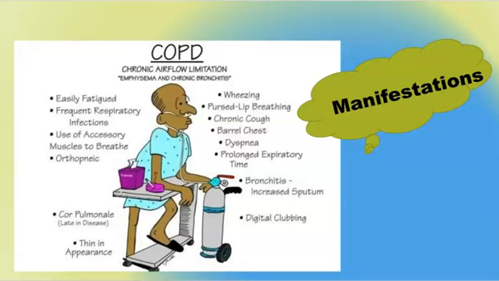They have frequent respiratory infections because all of that mucus is kind of trapped in there because they can't get it out. You have use of accessory muscles to breathe, wheezing, pursed lip breathing, and we'll talk about that in a minute, chronic cough, barrel chest, dyspnea, bronchitis with increased sputum, and digital clubbing. So what is digital clubbing? I want you to think about it and think through in your head, how can you tell if that has occurred in a patient? Okay? Something for y'all to look up.